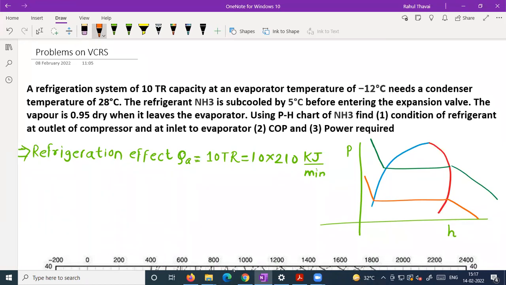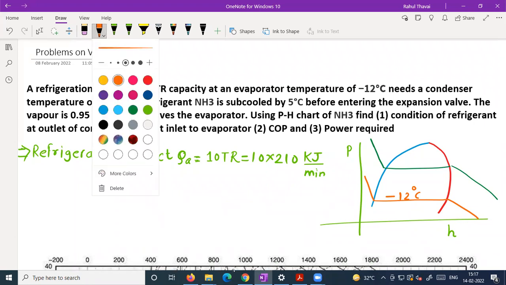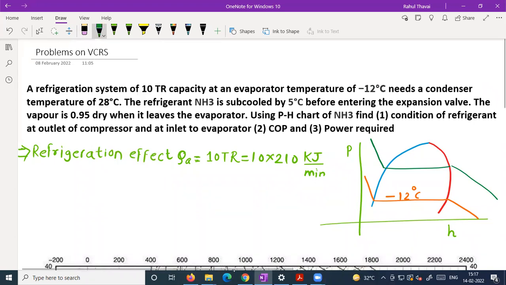So see here what is given. Here it is given that we have an evaporator temperature of -12 degrees Celsius. Evaporator temperature is obviously the lowest temperature, so along this line we'll have -12. Any point on this line has temperature -12 degrees Celsius. Then a condenser temperature of 28 degrees Celsius. Condenser temperature is obviously the maximum temperature, so I'll mark this as 28 degrees Celsius.